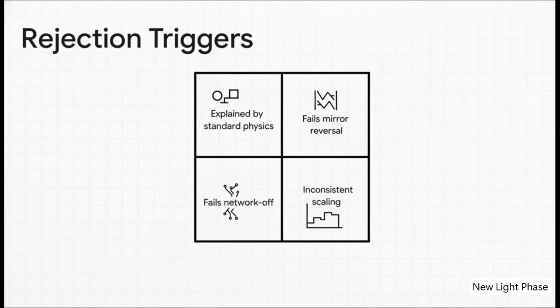First, if standard physics can already explain the twist, the theory is rejected. Second, if we flip the network like a mirror and the light doesn't perfectly reverse its twist, rejected. If we turn the power to the network completely off, but we still see a twist, rejected. And finally, if making the network stronger doesn't cleanly scale the twist up, you guessed it, rejected.